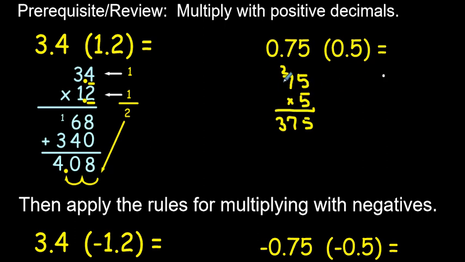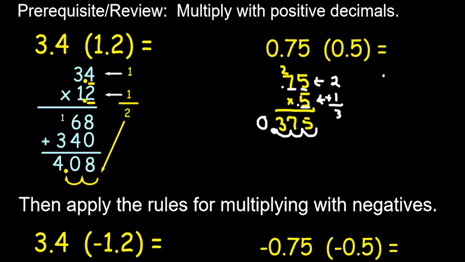So I have 0.75. There's 2 places behind the decimal here. And 0.5, or 5 tenths, there's 1 place behind the decimal here. That gives me a total of 3 places. So I'm going to move my decimal 1, 2, 3 places to the left, and then I would go ahead and add that 0 in front to get my answer of 375 thousandths.